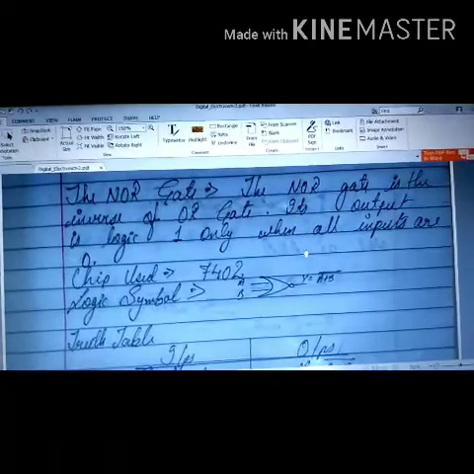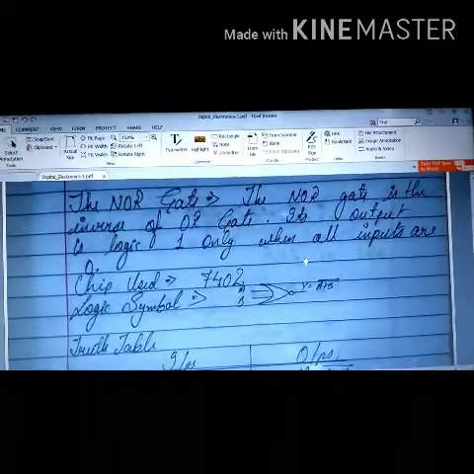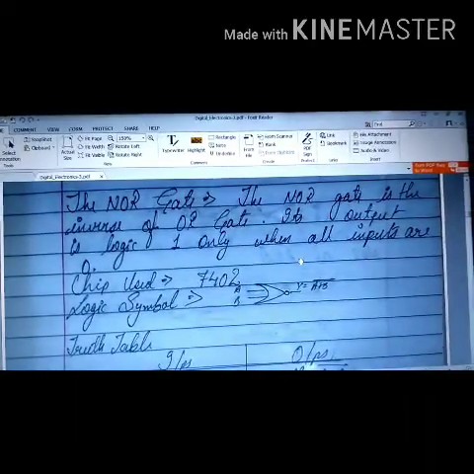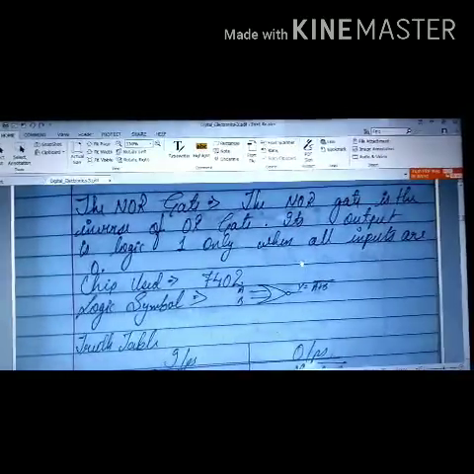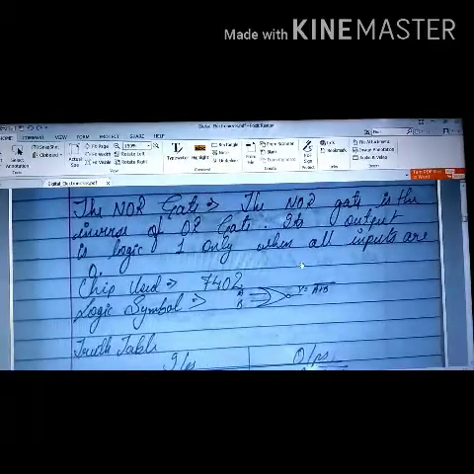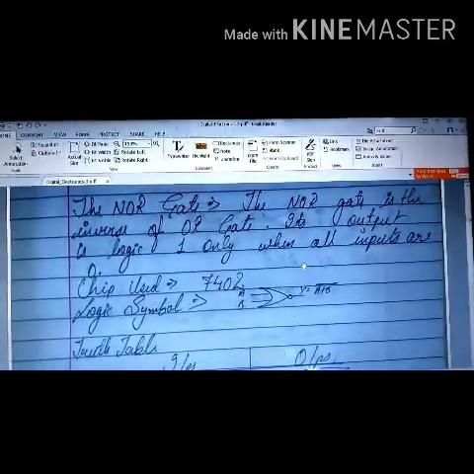Then comes NOR gate. Okay, NOR gate is the inverse of OR gate. It gives output logic 1 only when all the inputs are 0, otherwise it will give output as 0. Okay, so chip number is 7402.